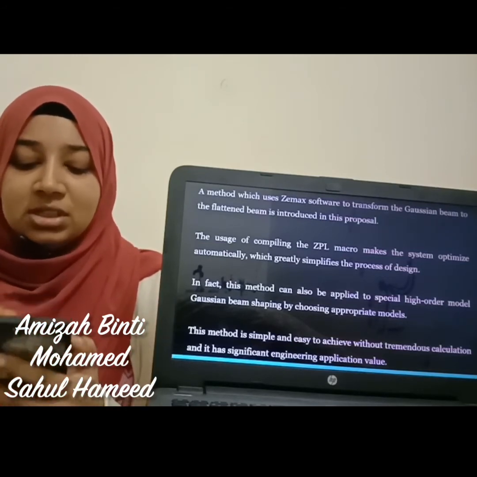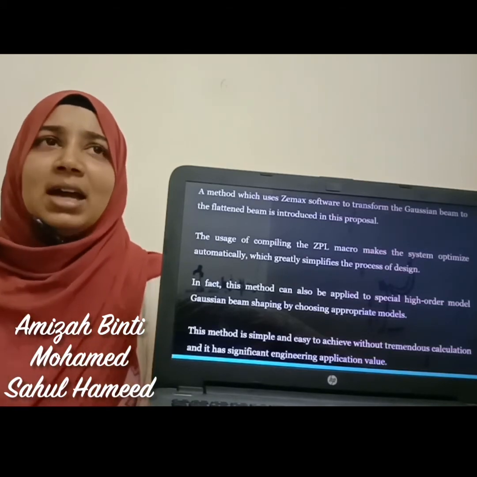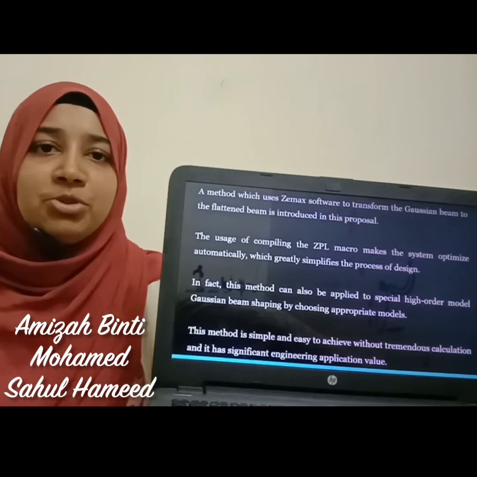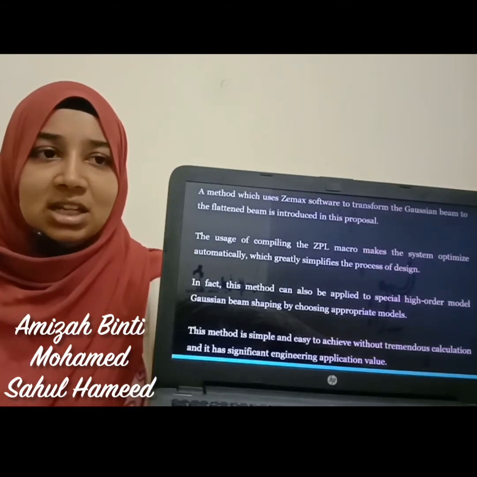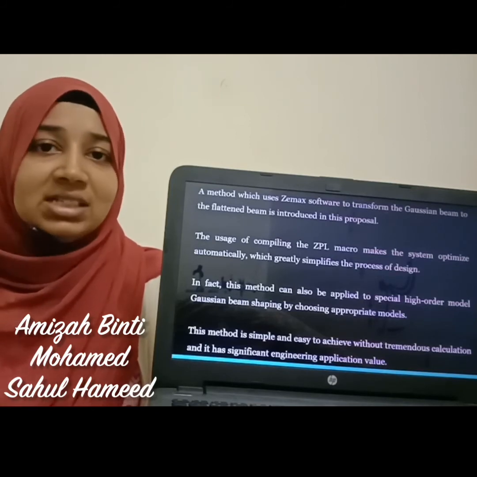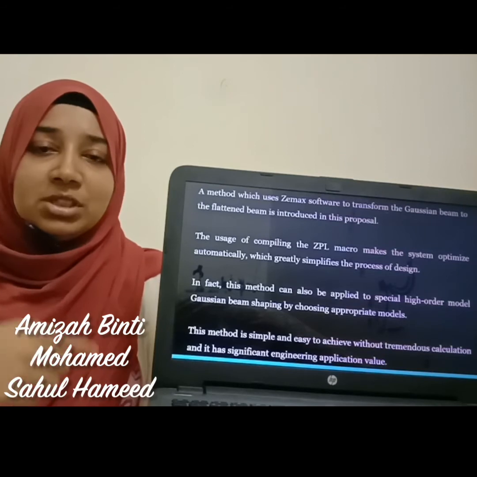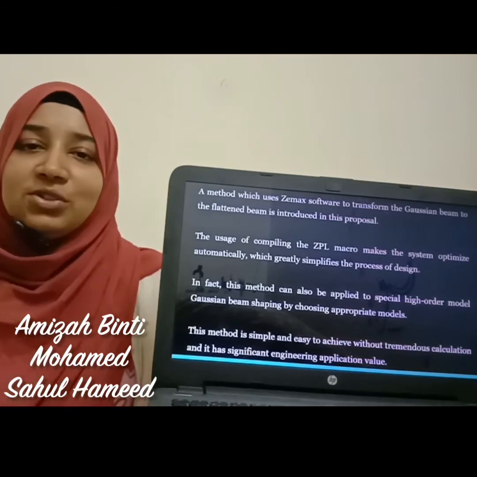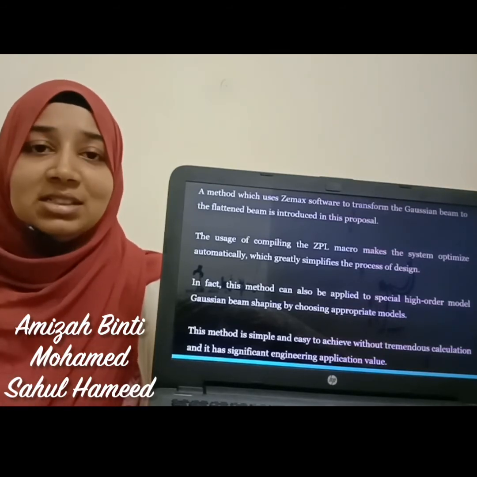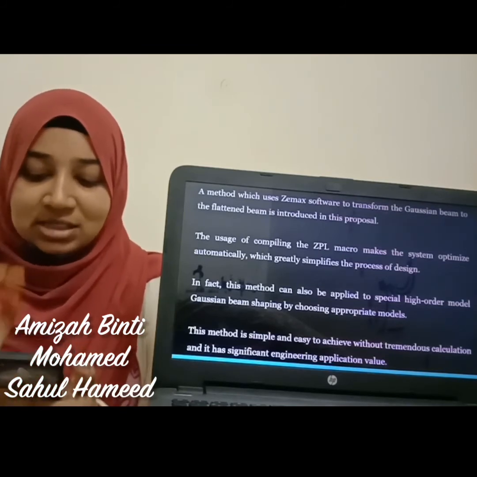Okay, so the usage of ZPL versus Zemax has significantly improved the process in obtaining the results, because it can process a lot of input rays at one time, and also while it takes the measurements of all the input rays, it can also optimize the system simultaneously, so it kills two birds with one stone.